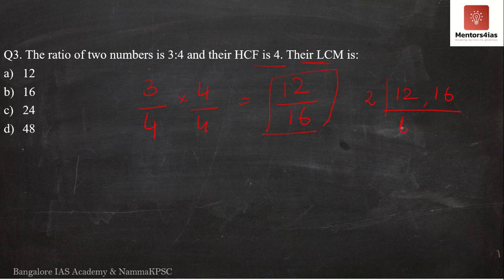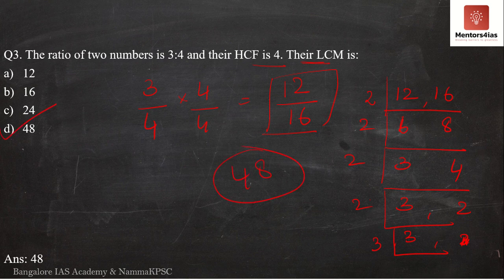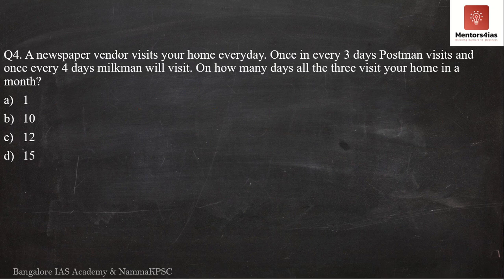So what do I have here? I have 6 and I have 8 here. I have 3 and I have 4 here. I have 3, 2, and 1 over here, and 3. So what is the LCM over here? 2 2s are 4, 4 2s are 8, 8 2s are 16, 16 3s are 48. Simple, straightforward. 48 is the answer. Yes, 48 is the answer.